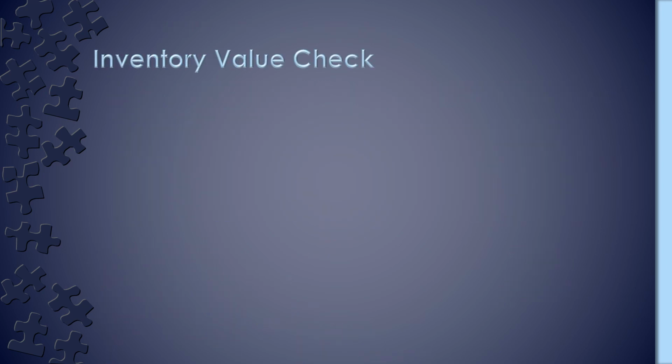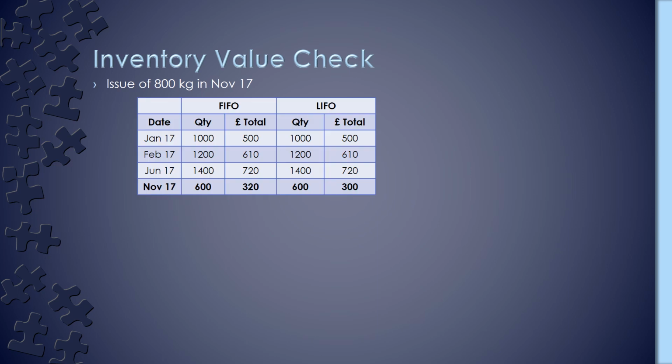Okay, so now I'm just going to talk you through briefly on checking how your LIFO and FIFO value for your closing inventory actually works. So to do this, we've already looked at how we've done our issues on the last two slides, what the value of our issues were. So we know that we had an issue of 800 kilos in November 17. The next few tables summarise what we did on the last couple of slides. And using that, we're going to prove that our LIFO and FIFO calculations do actually give us the correct closing inventory value. So this table is going to show us what our total column was from the previous slides. So we ended up with a total of £320 and £300 with our respective FIFO and LIFO.